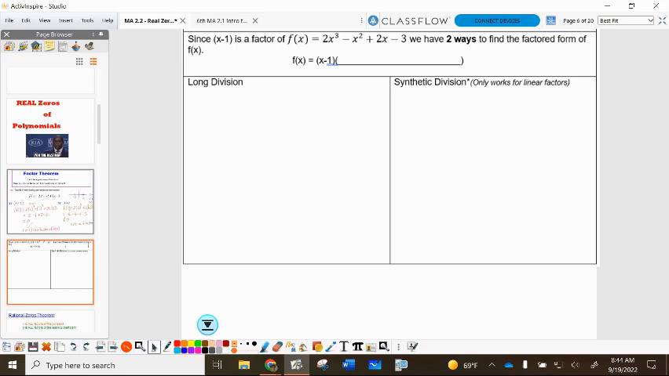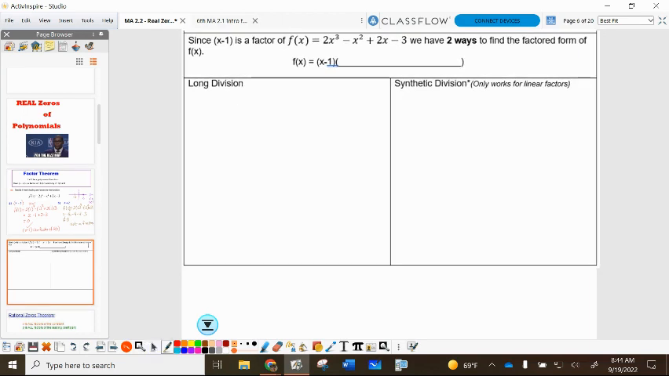So our polynomial is 2x cubed minus x squared plus 2x minus 3. And we're going to divide that by x minus 1. Okay, so here when we're doing long division, make sure you focus on the first term. How many times does x go into 2x cubed? And what we're asking there is what would you multiply x by to get 2x cubed? And I'd have to multiply it by a 2 and an x squared. So x times 2x squared would make 2x cubed. So x goes into 2x cubed, 2x squared times.